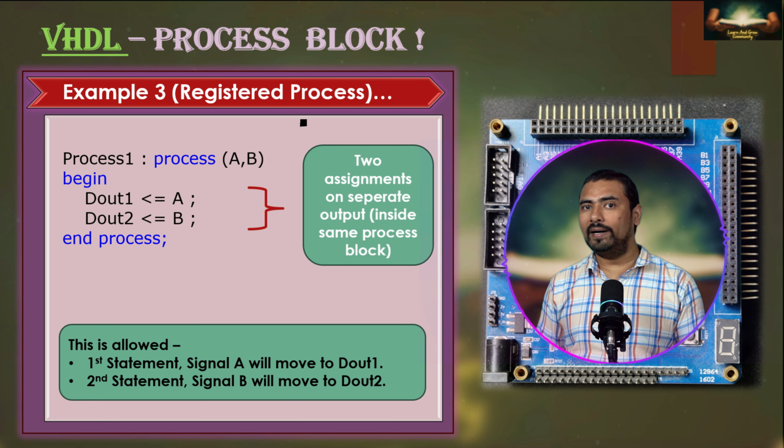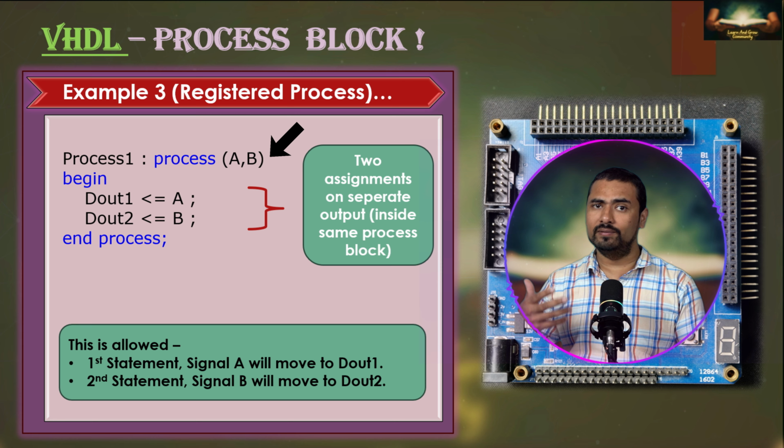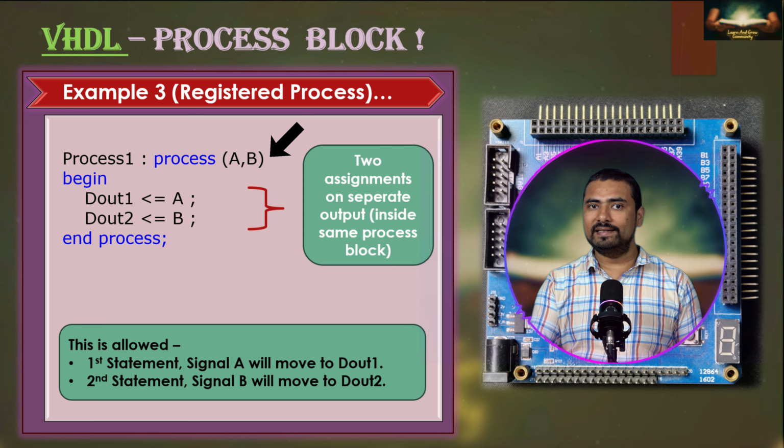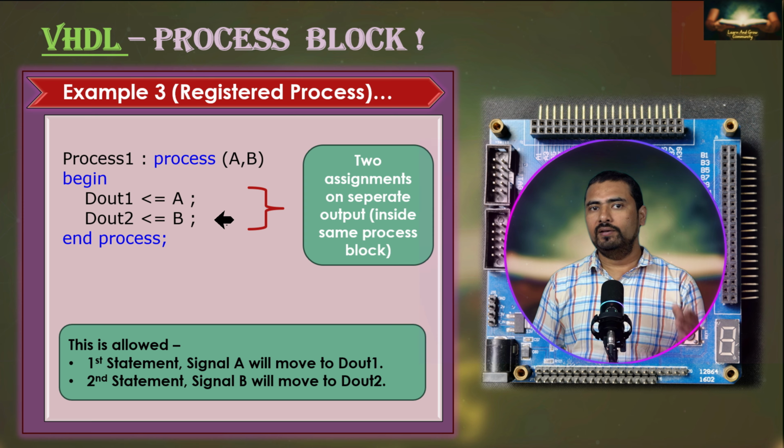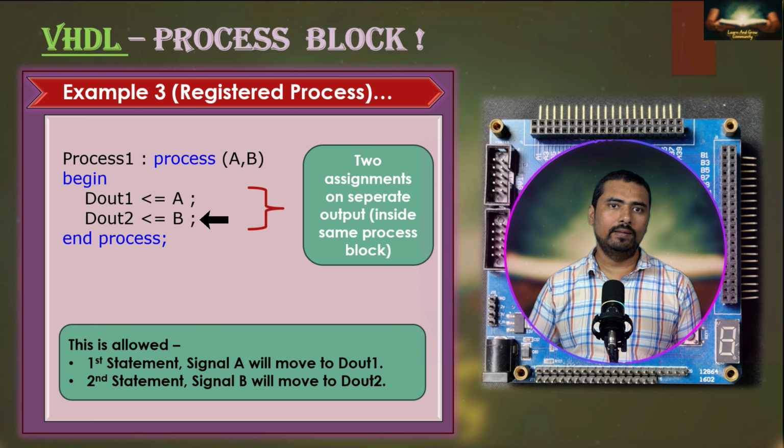Well, you can also write these two assignments in one single process block. Now look over this example. Process 1 colon process A comma B begin Dout1 gets the value of A semicolon, Dout2 gets the value of B semicolon, and process semicolon.